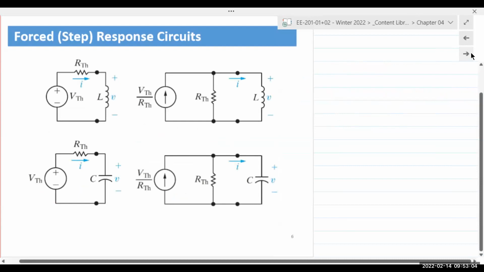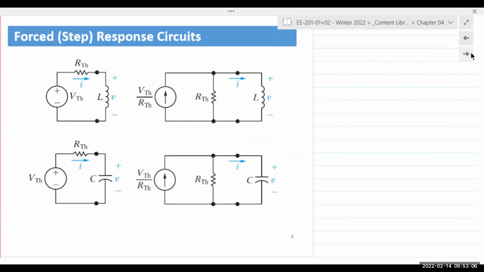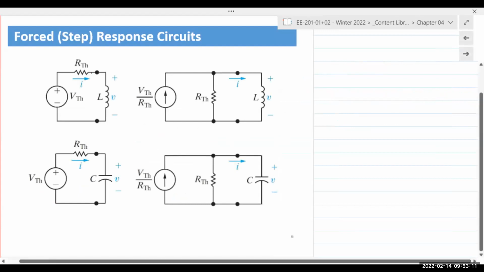Similarly, for the step response circuits, we take the exact same circuit, meaning you have R and L, and you insert a source in there, right? So you had R and L connected together, and you simply inserted a source. Same thing with the capacitor. We inserted a source to that capacitor and resistor circuit. So this is RL. This is RC.